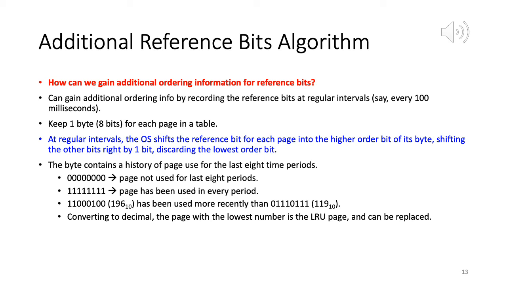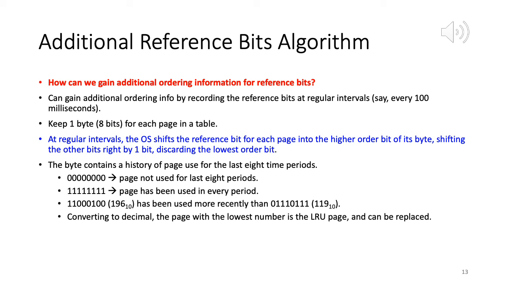So one approach is we can gain additional ordering information by recording the reference bits at regular intervals. So unlike the first algorithm that we discussed, we don't maintain 1 bit, we maintain more than 1 bit. Let's say we maintain 8 bits for each particular page. Of course we need more bits, but we'll see how this can be useful.